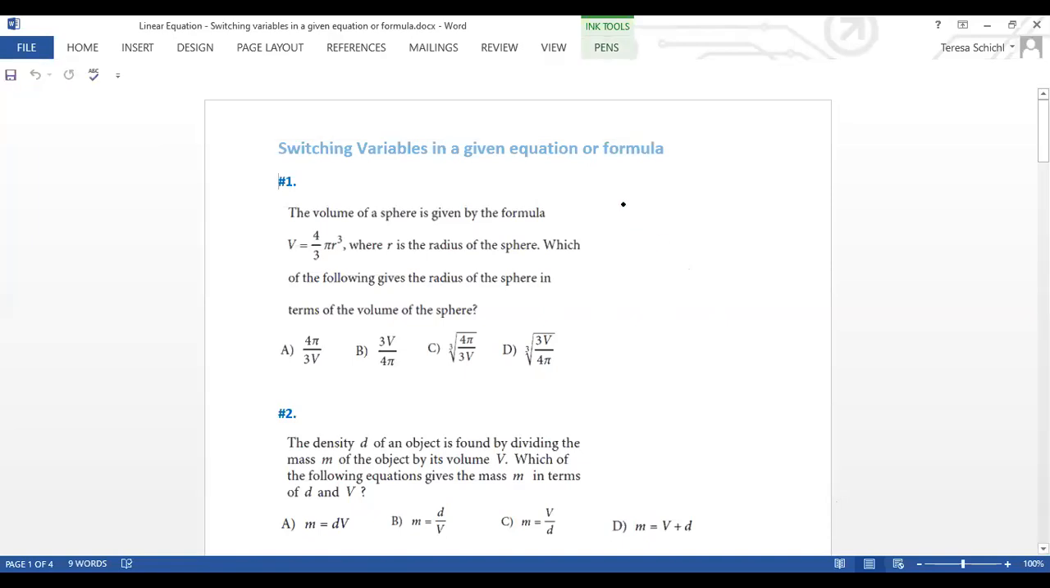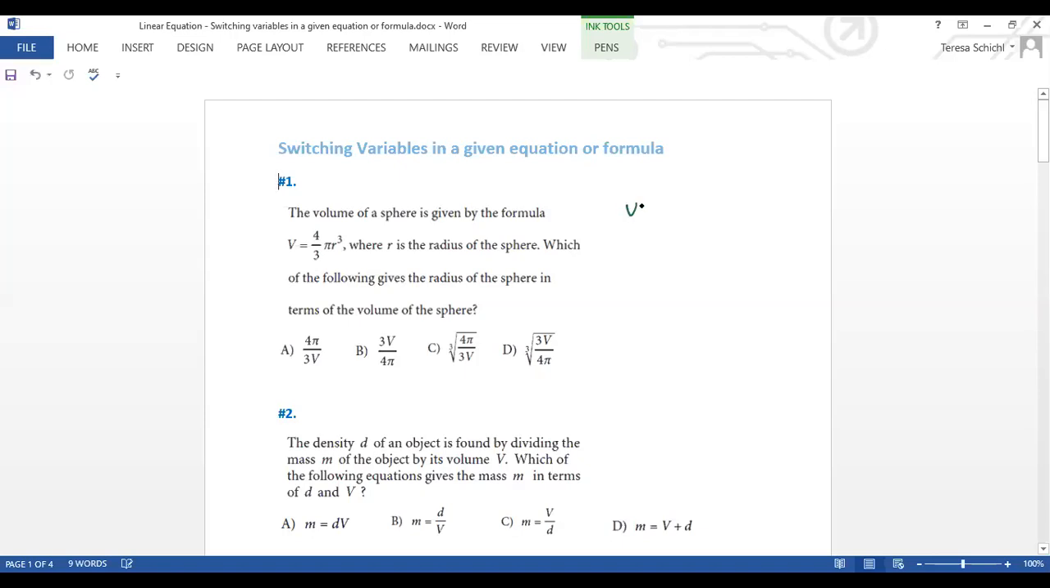I think what gets to the students is sometimes the problem is very wordy, it's a word problem, and a lot of times students get scared. But after you read it and know how to switch the variable, it's very easy. It's similar to how to solve linear equations, the same concept. Let's take a look at number 1. Let's say the volume of a sphere is given by the formula V equals 4/3 pi r cubed, where r is the radius. Which of the following gives the radius of the sphere in terms of the volume?